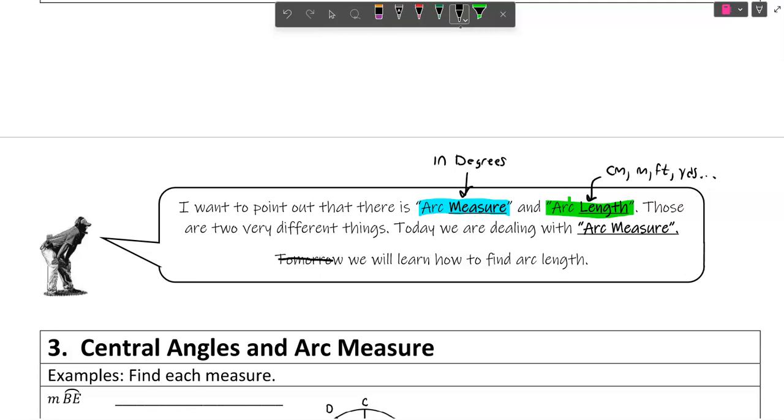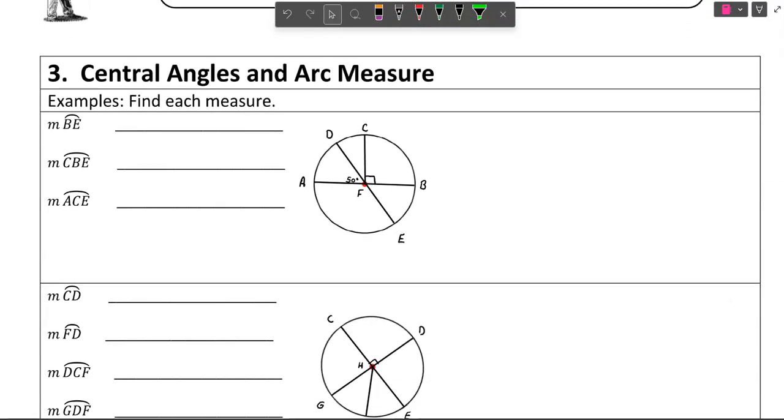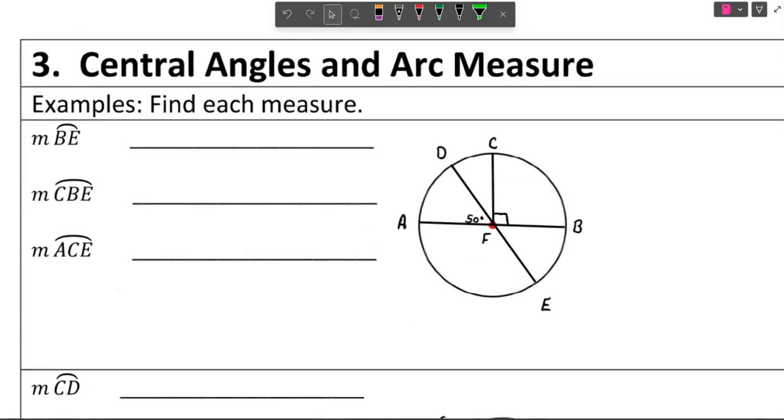We're not going to learn arc length tomorrow, but later we will learn how to find arc length as different from arc measure. Okay, let's do this first set of examples, and then you're going to try a few where you pause the video and try these out.